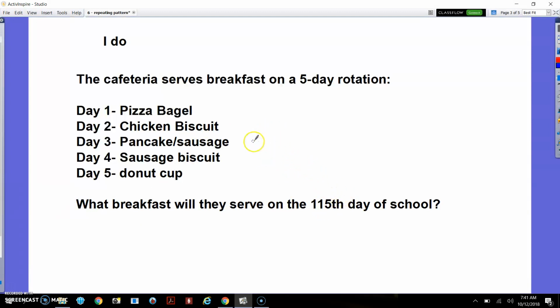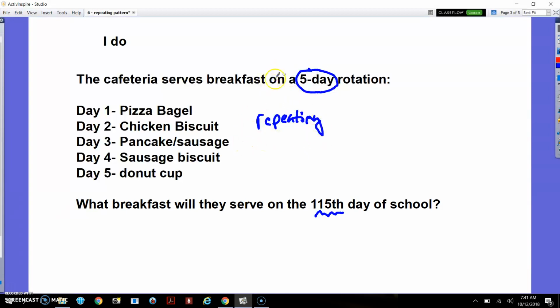Now, it would be really obnoxious to just count and be like, all right, 1, 2, 3, 4, 5, 6, 7, 8, 9, 10, 11, 12, 13, 14, 15, 16, 17, 18. I don't want to do all that all the way up to 115. So I want to use the fact that it's a repeating pattern and a 5-day repetition to find the answer.